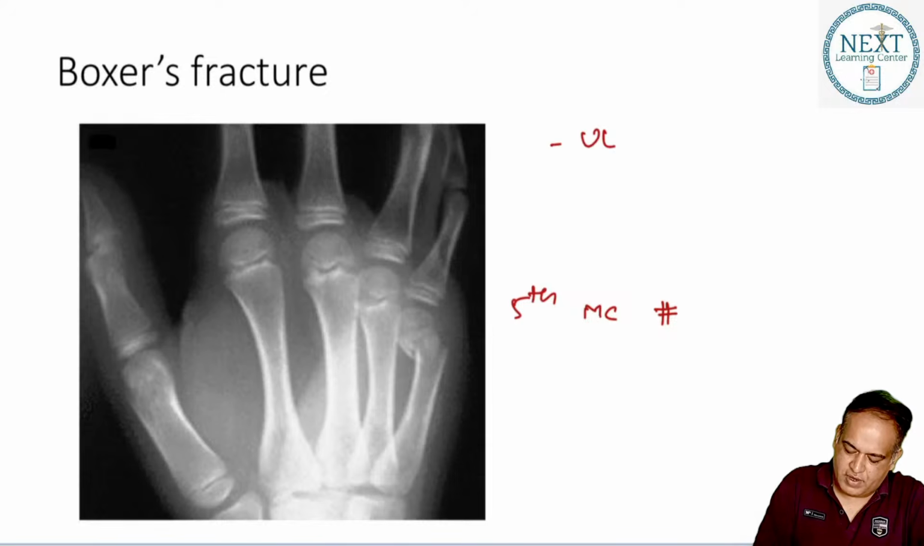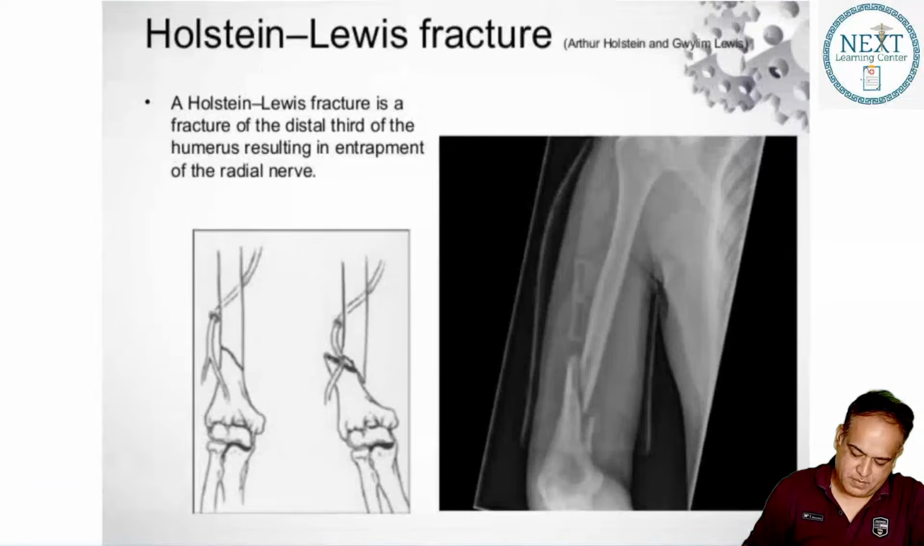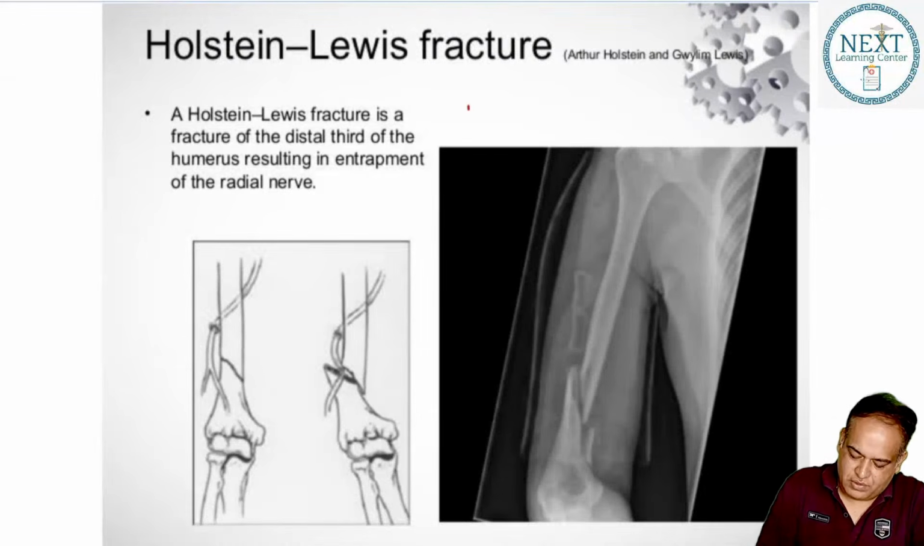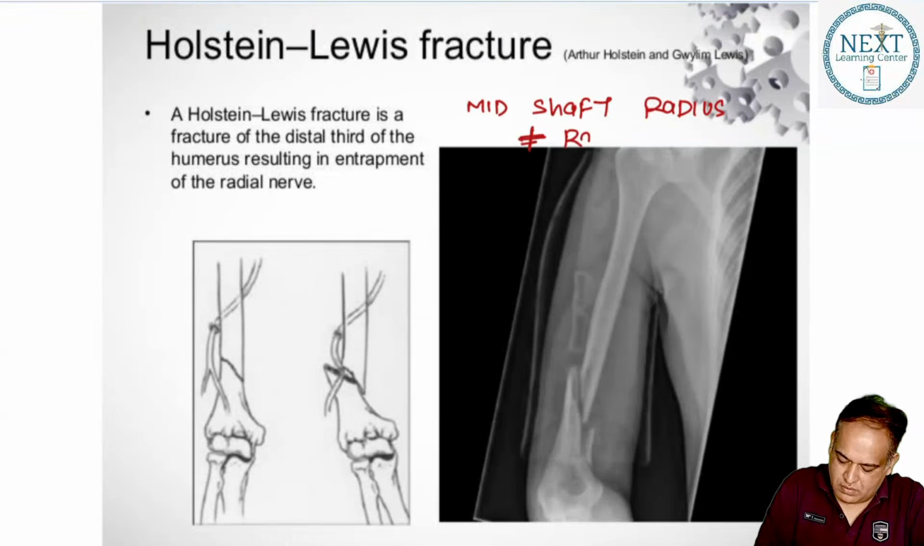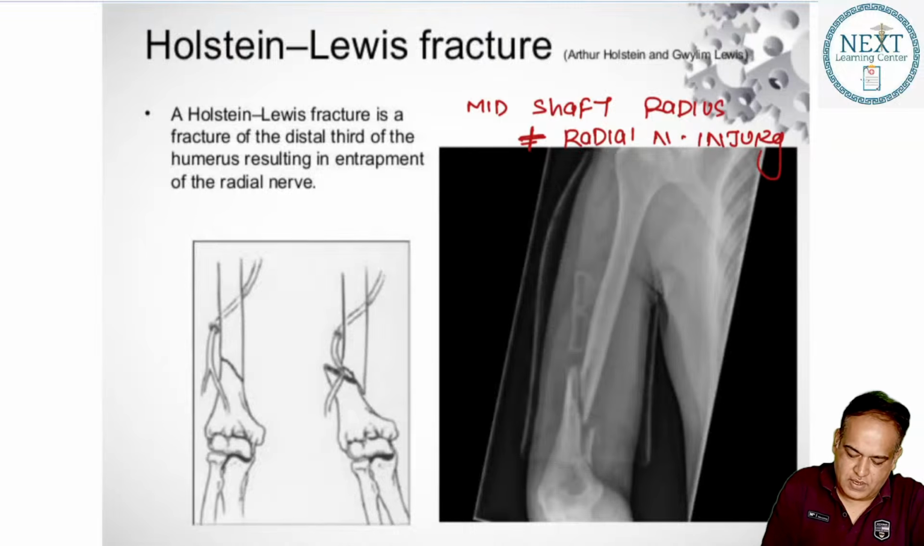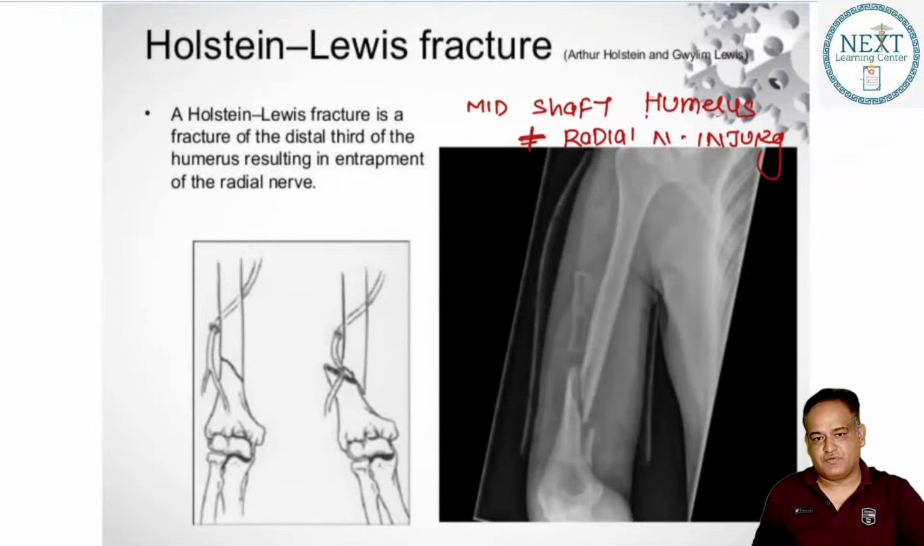Fifth metacarpal fracture. What is the treatment? Treatment is ulnar gutter splint. Ulnar gutter splint, that's the treatment. Holstein-Lewis fracture. Holstein-Lewis fracture is a mid-shaft radius fracture plus radial nerve injury. वही गलती क्लास में, वही गलती यहाँ. It's a mid-shaft humerus fracture, I'm sorry. Mid-shaft humerus fracture plus there is radial nerve injury.